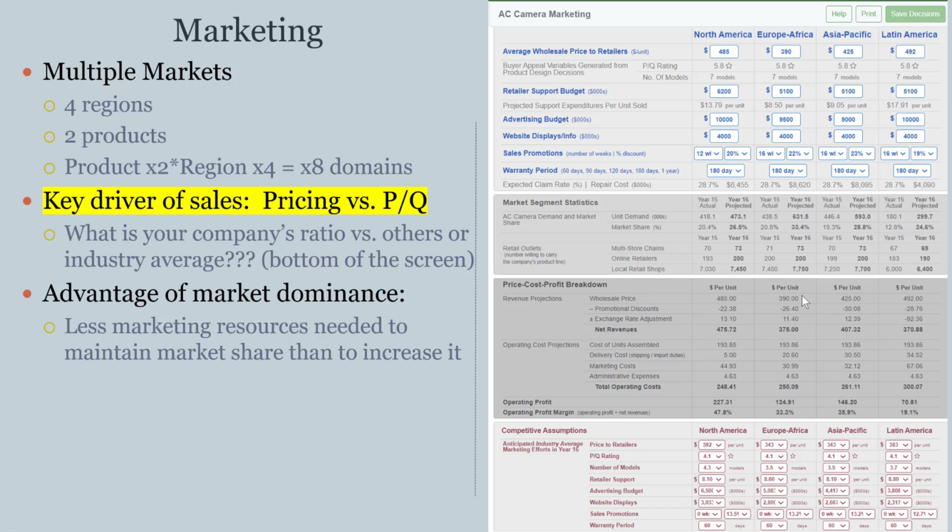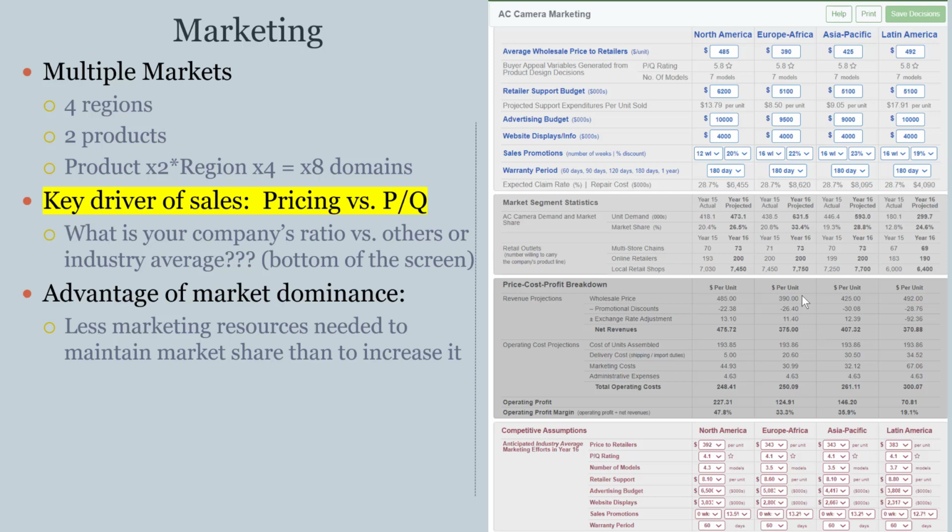Now, in Globus, there are multiple markets, 4 regions, 2 products. So that's about 8 domains you can consider. And you can concentrate on one domain or another, or try to market using the same strategy across domains.